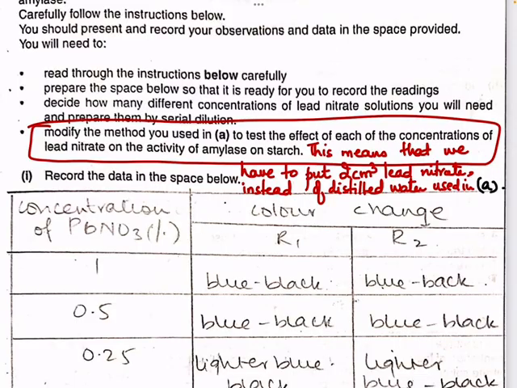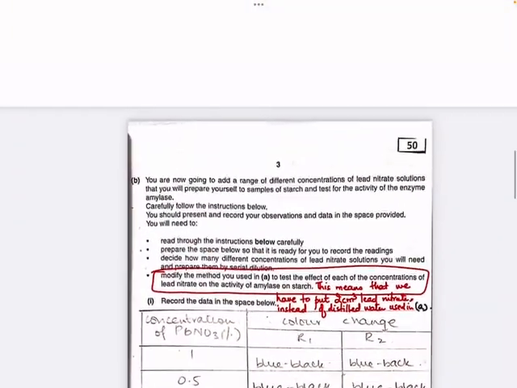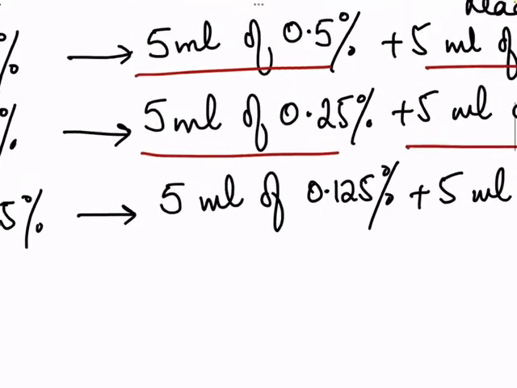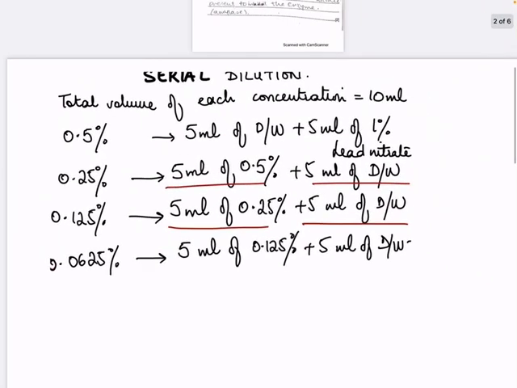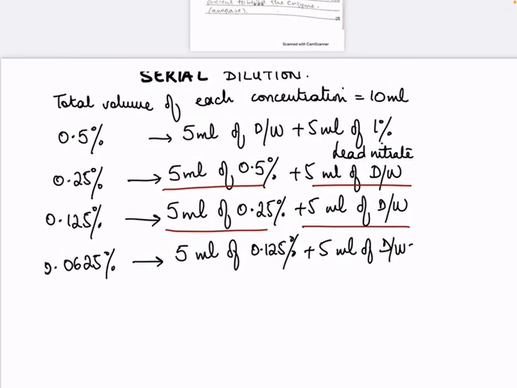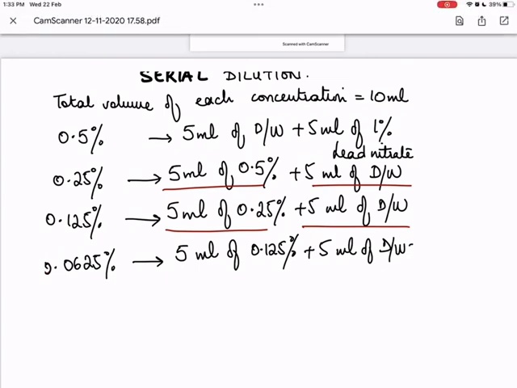So now, what do we do? 1% is the maximum strength that is given to you, okay? How can you reduce 1% further? You can reduce it to 0.5%, 0.25%, 0.125%, and 0.0625%. See how I have done it.